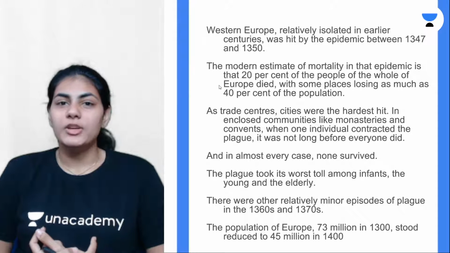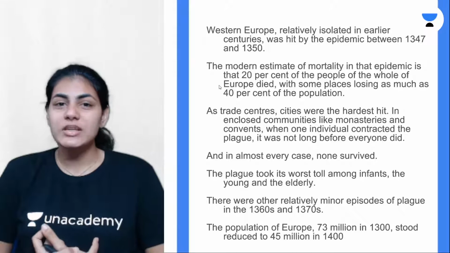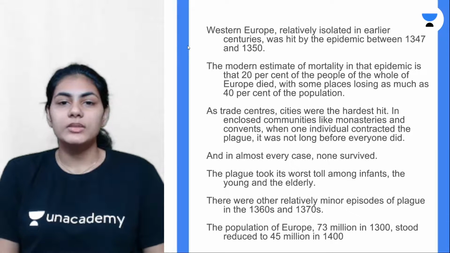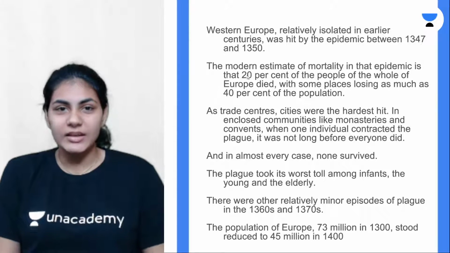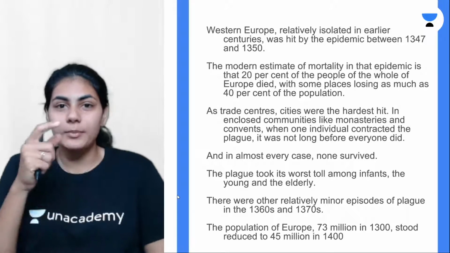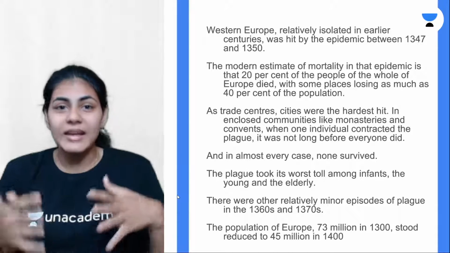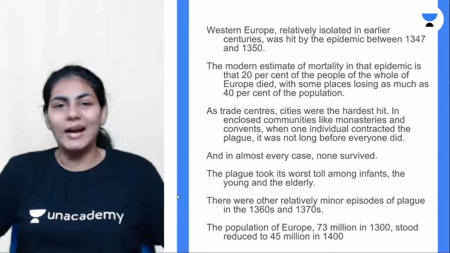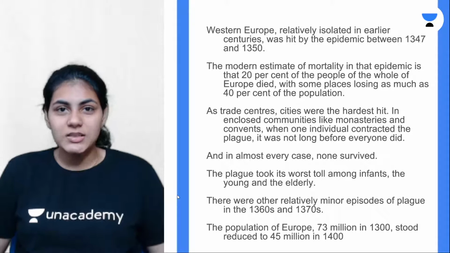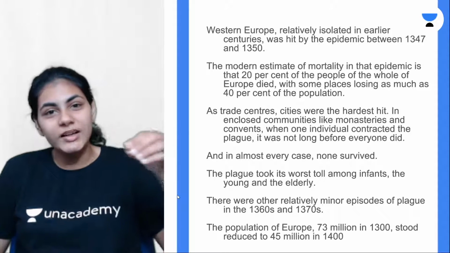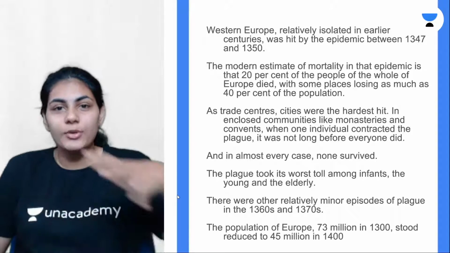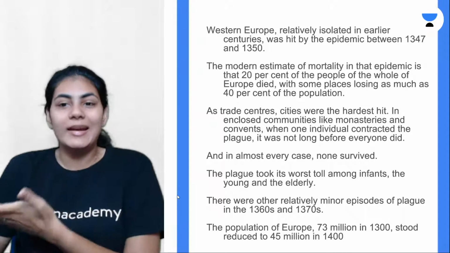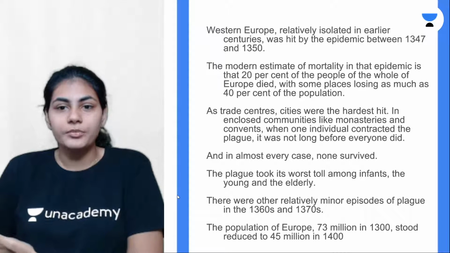20% of the population being wiped out, in worst case scenarios even 40%. So these are majorly trade centers, right? Whichever important trade centers were there in the European region, those cities were the hardest hit, because all of these rats entered via the trade centers. They were the main centers where the plague was spreading to a certain extent.